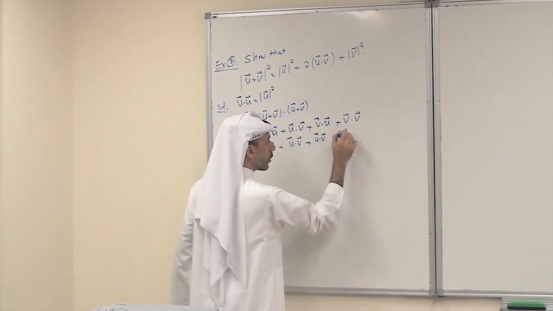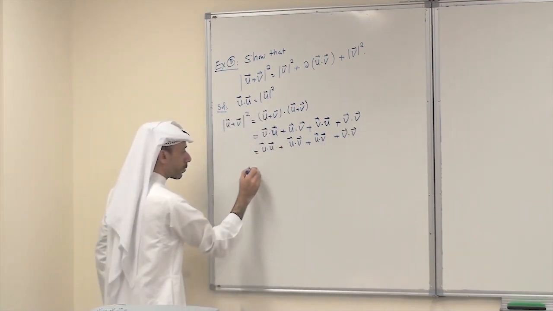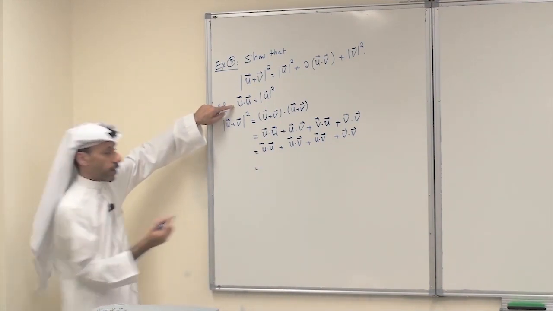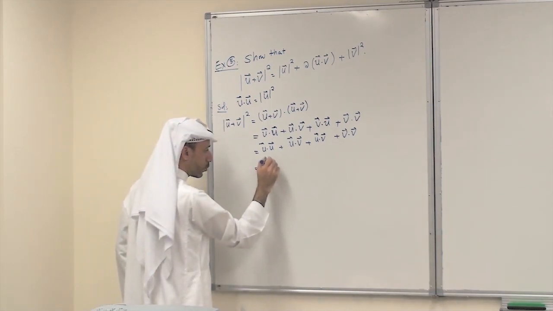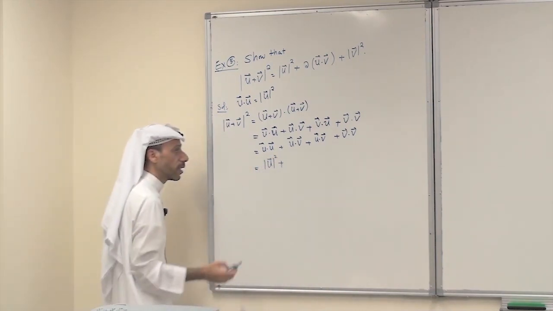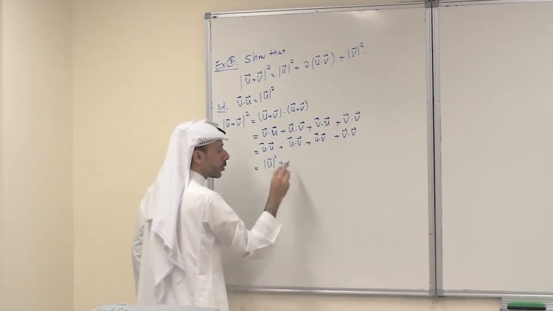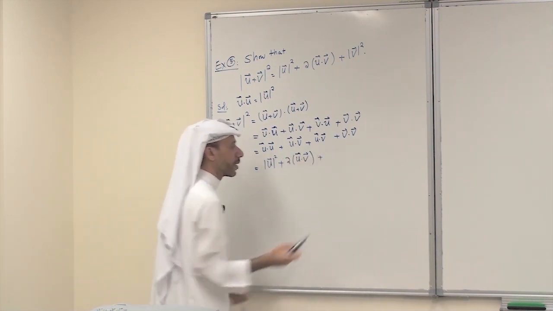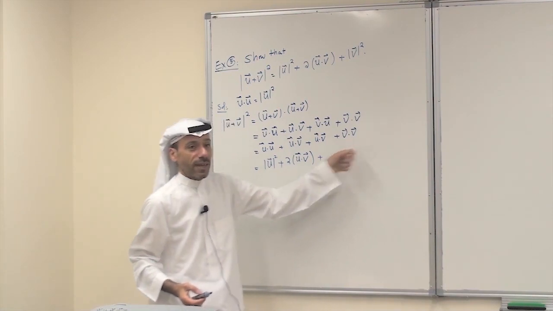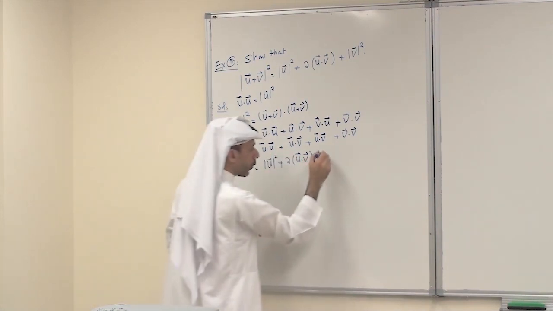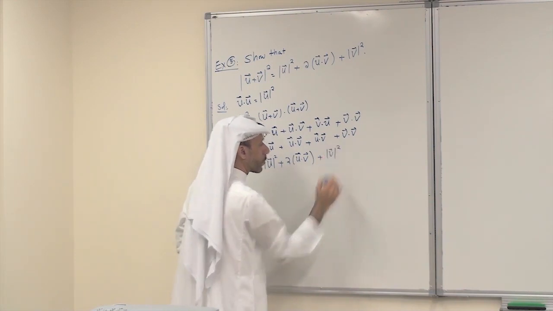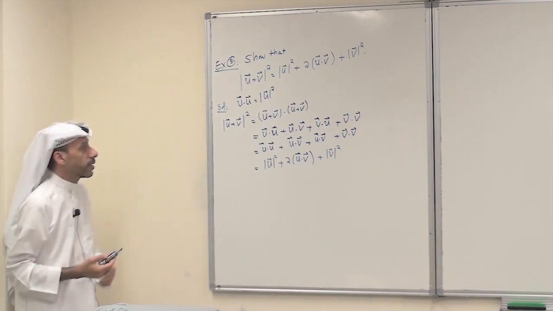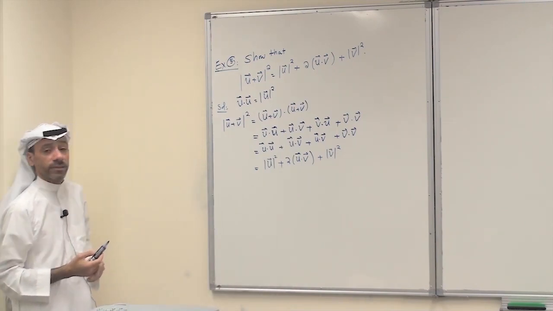Plus V dot V. Now, what is U dot itself? This is the key property: the magnitude of U squared. Plus U dot V plus U dot V, which is just twice U dot V. Plus V dot itself, again using the key property, it is the magnitude of V squared. And this is the right hand side. And this is how to show the given identity.